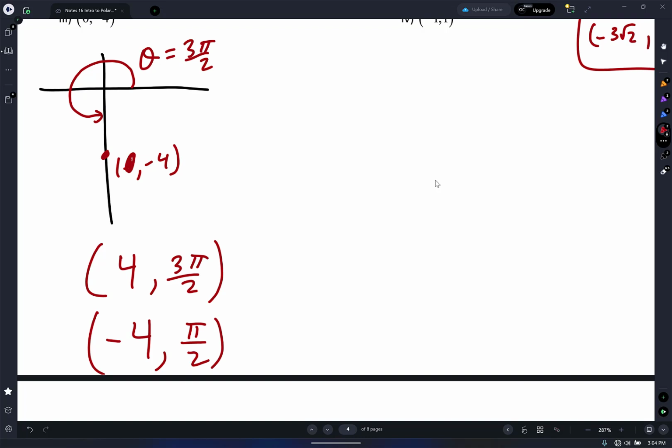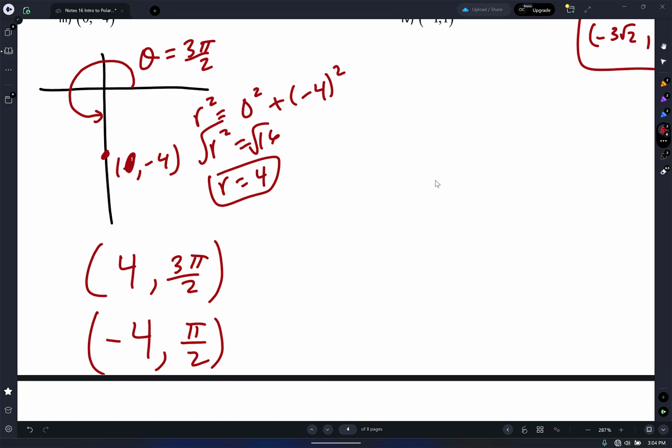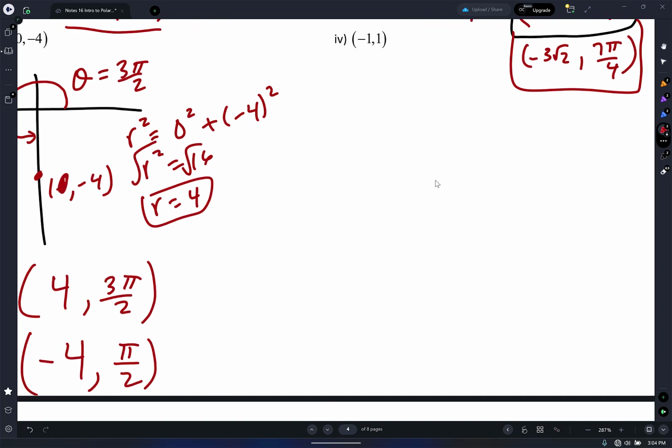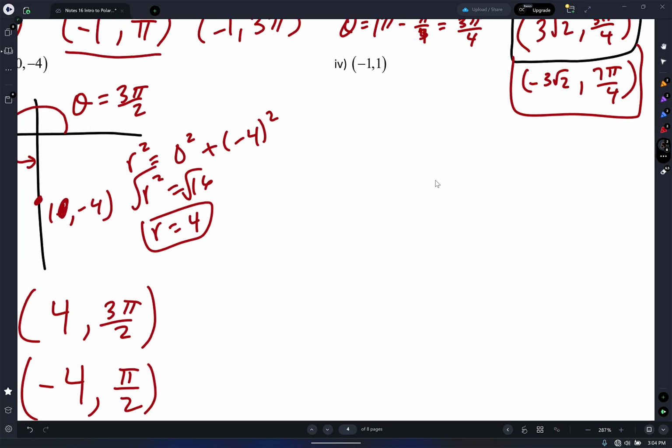Okay. If you want to use the formulas, here it is. R squared is equal to x squared plus y squared. Look at that. R squared equals 16. Square root. R equals 4. Okay. How do we feel? All right, last one. And then we'll get you guys started because the next is on Monday's notes.